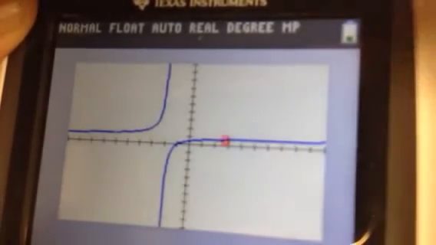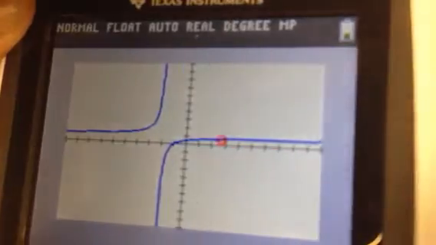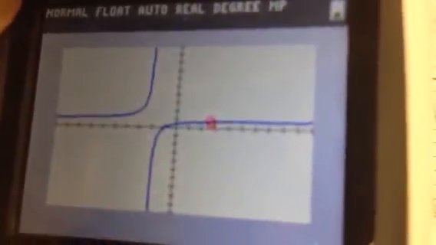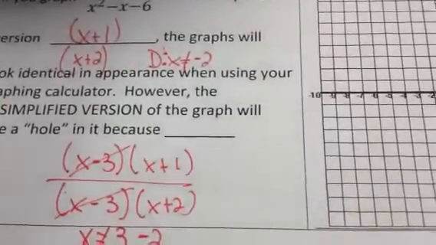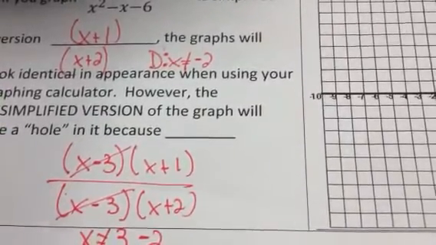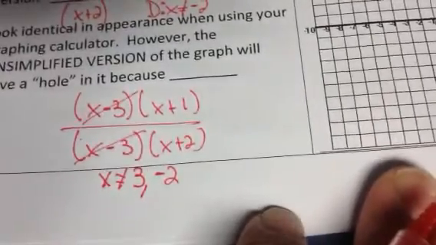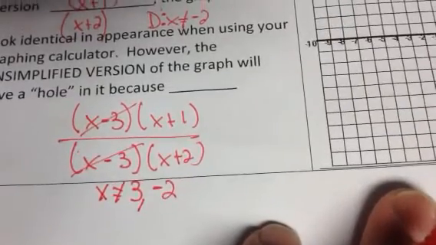So there actually should be a little blip, but it's such a little blip that on the graphing calculator, sorry, you can't see it. So I just want you to be aware that there is something called a hole, and on your graphing calculator you won't see it, but it shows up here. Okay, and that's it. Those are the notes.